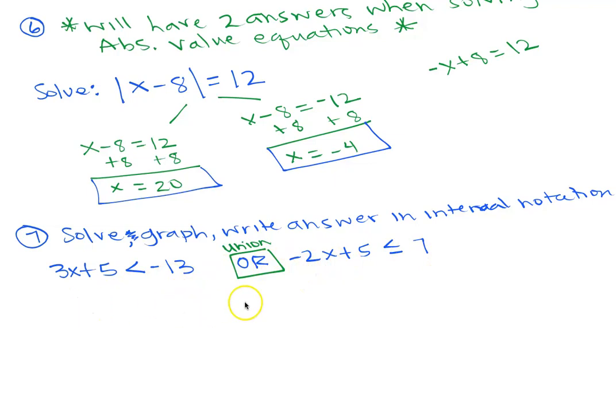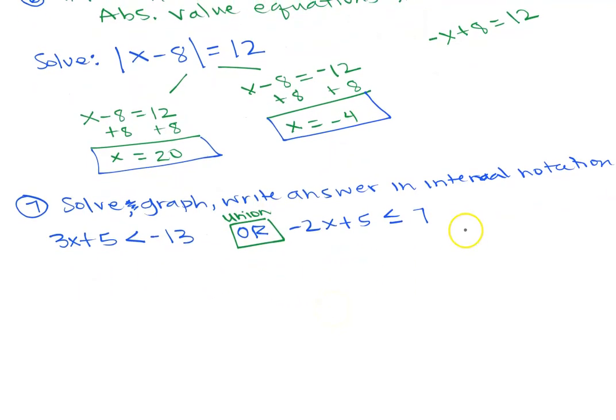So let's solve them first, and then when we graph them, it's easier to see what our answer will be. So here, let's start off by subtracting the 5 over. So I get 3x < -18. And then to get x by itself, I need to divide by 3. So x < -6.